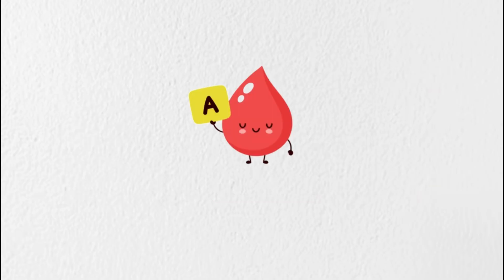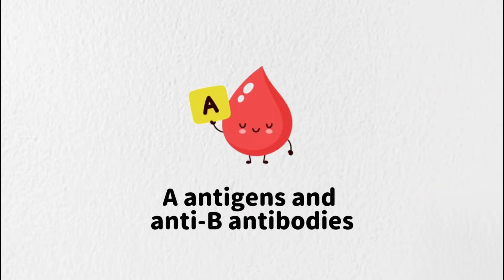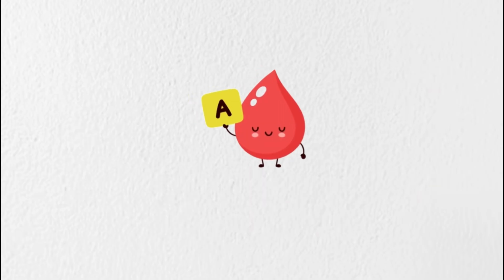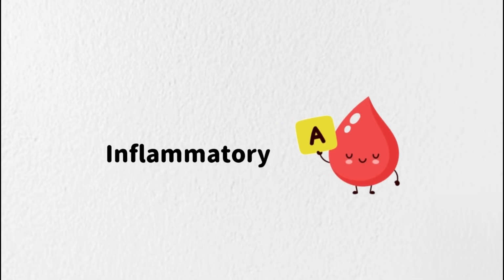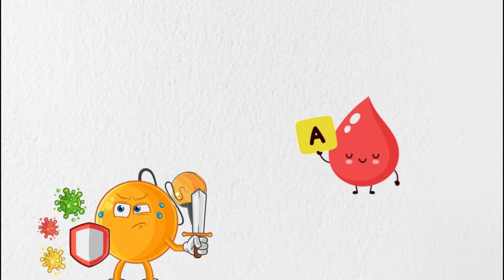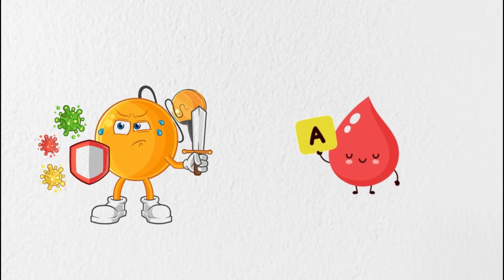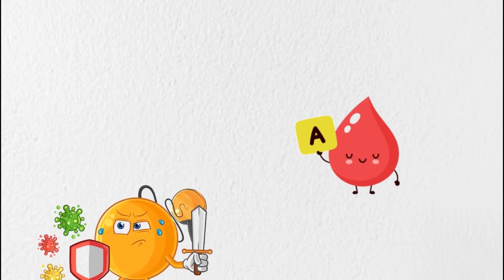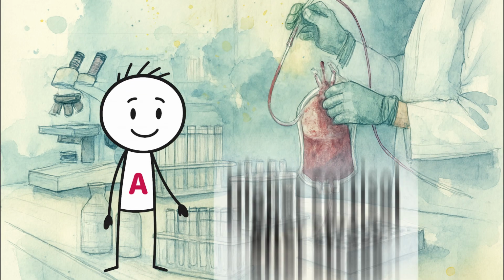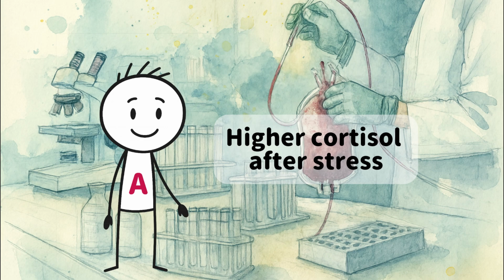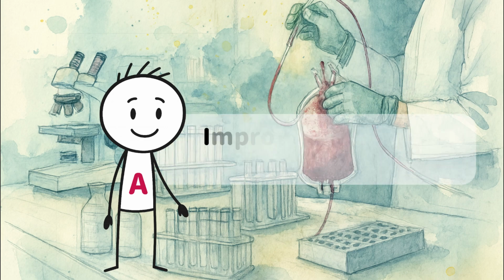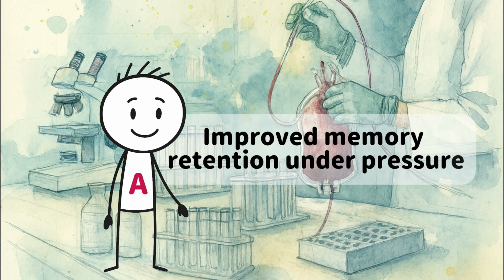Type A displays A antigens and anti-B antibodies. It tends towards stronger inflammatory and clotting responses. Its immune system reacts quickly, but sometimes too intensely. Type A individuals often show higher cortisol after stress, and some studies link them to improved memory retention under pressure.